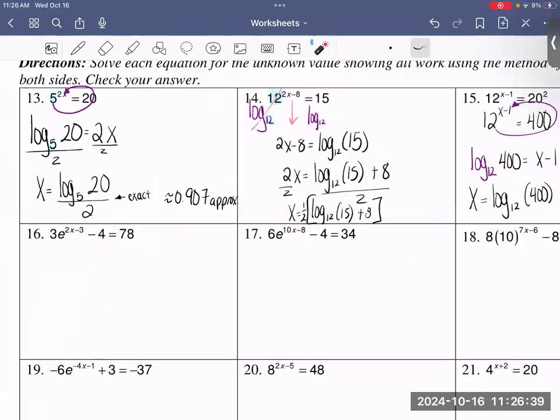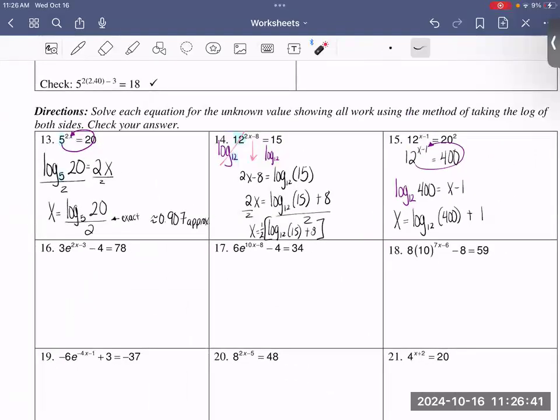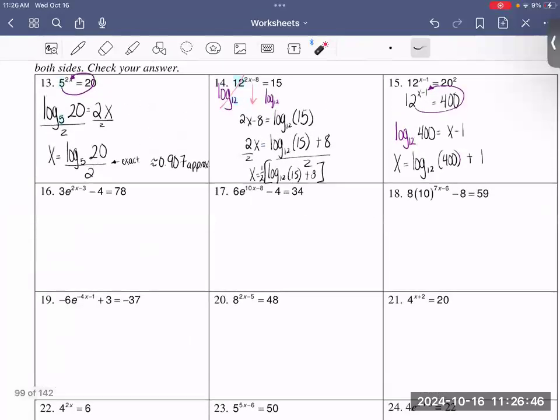Let's take a look at just a few more. We'll do maybe 2 more, 3 more, maybe 1 more row.